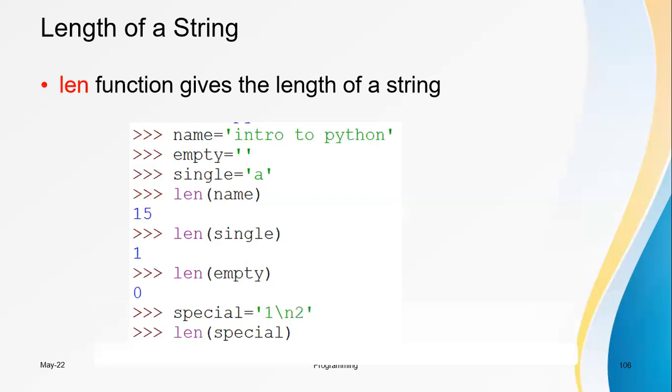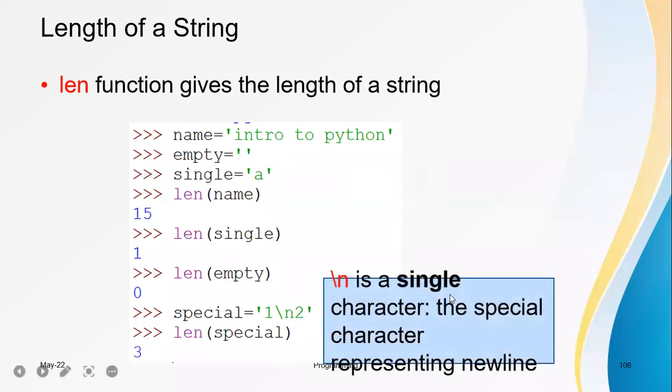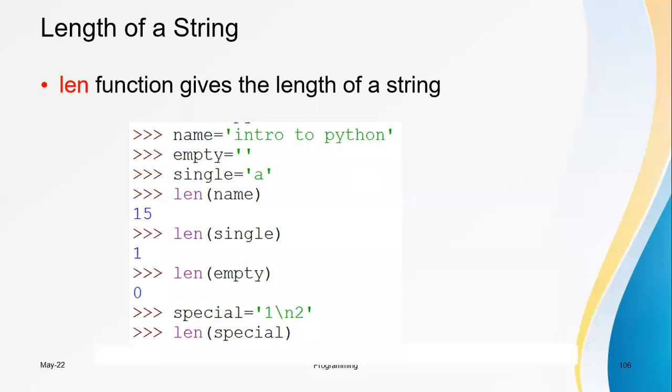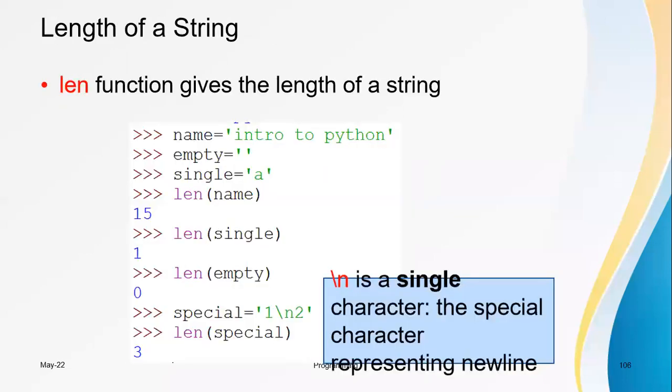In these three outputs, if you have any questions, you can ask. Length of single, length of empty, because it's totally null, and then the one with backslash n. Length of special is nothing but a single character, the special character representing the new line. If you have any questions, you can ask me here.